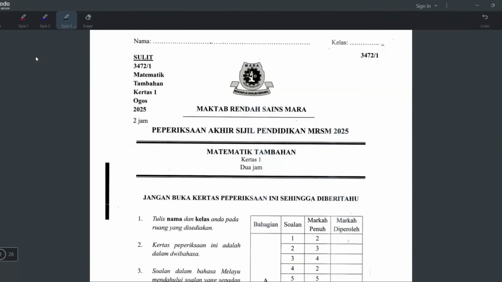Okay, in this video I will go through an Addmaths paper. This is the MRSM paper, the MRSM trial 2025, Addmaths Kertas 1.